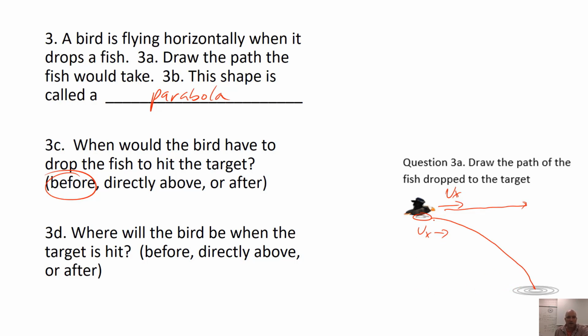Once again, it's because of the velocity. They will both have the same Vx no matter what else is happening. So therefore, they're going to cover the same distance horizontally, or forward. And so the bird will be directly above the fish when it does hit. So once again, if I'm going to draw that out, when the bird's right here, the fish will be right here. It's all because of the Vx being the same the whole time.